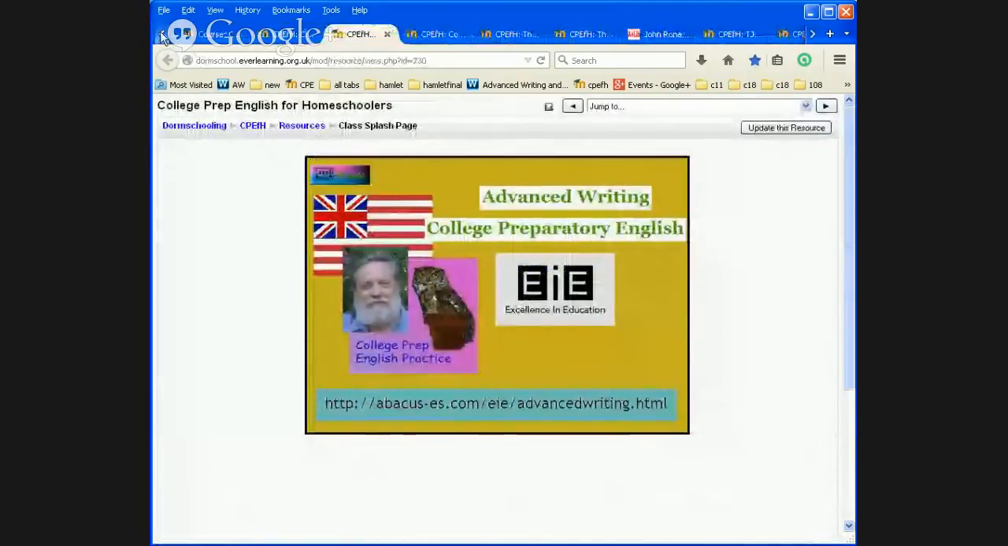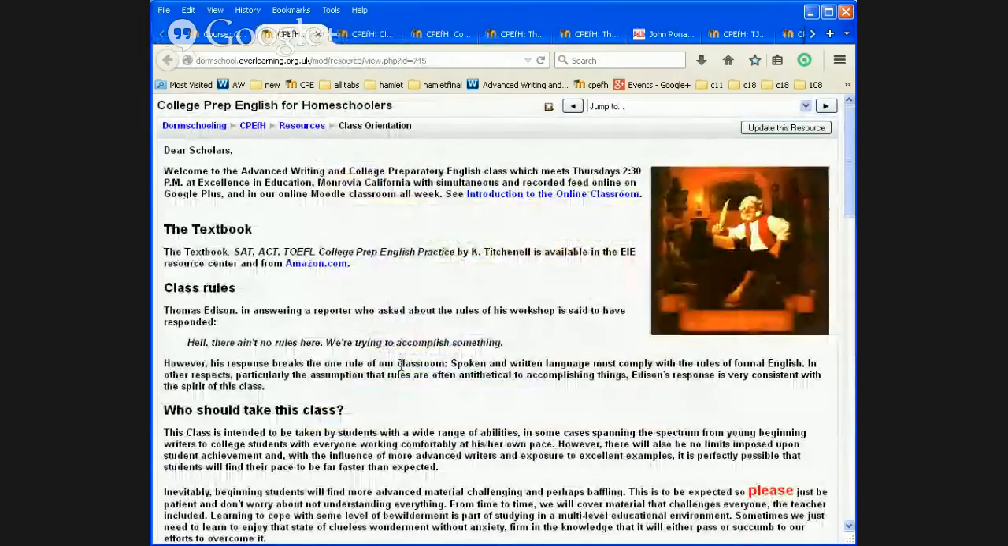This little introduction to the class here, you might just look at it at some point on your own. But the point is, this class is intended to handle people of multiple abilities and help them to help each other and mentor each other and learn from each other. And the teacher learns as well. We encounter things that will challenge all of us. But one of the big problems with that is, please be patient and don't worry about not understanding everything. From time to time, we'll cover material that challenges everyone, the teacher included.